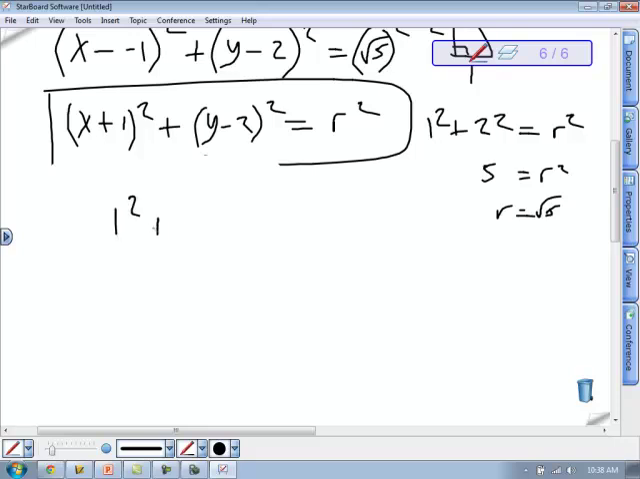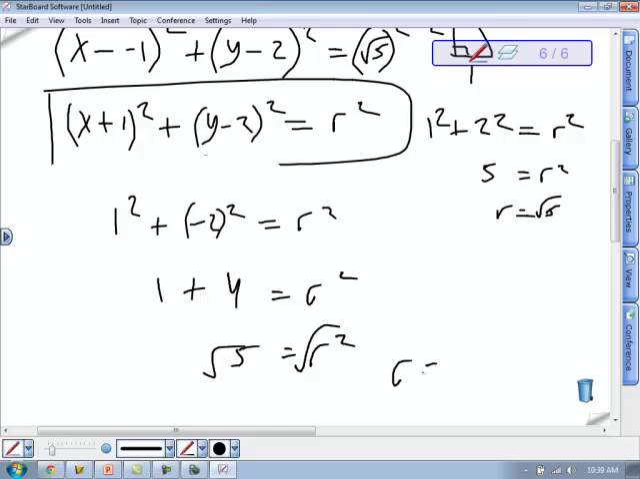If I plug in (0, 0), I get 1 squared plus (-2) squared equals r squared. This is 1 plus 4 equals r squared. It's 5 equals r squared. Square root both sides, and you get the same thing. R equals the square root of 5. So it does work. All right, I hope this helps.